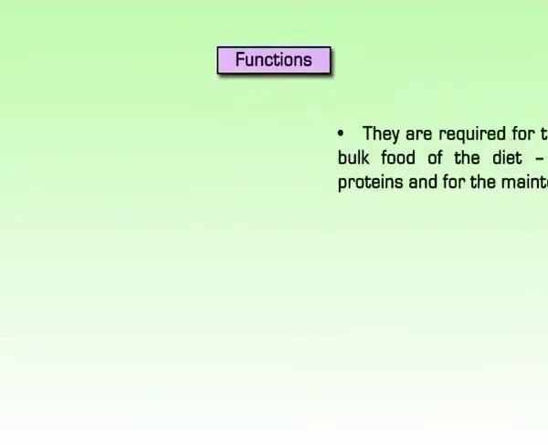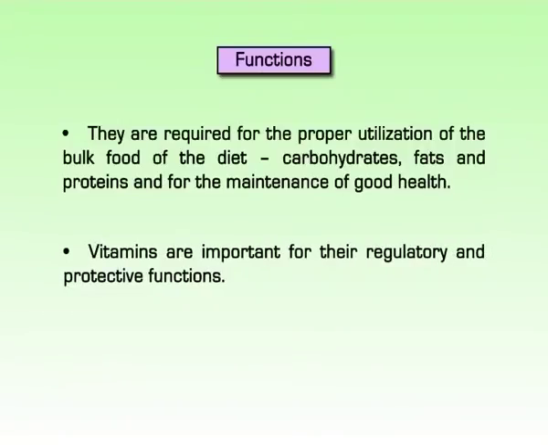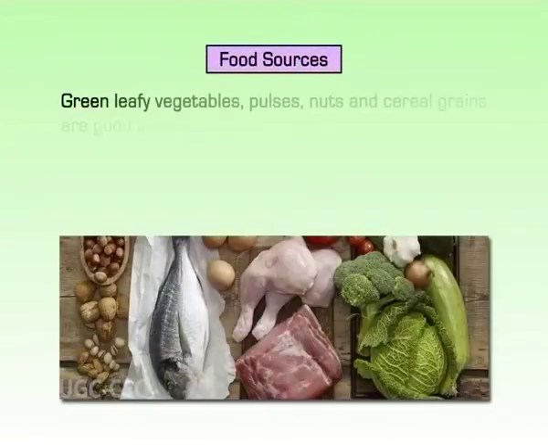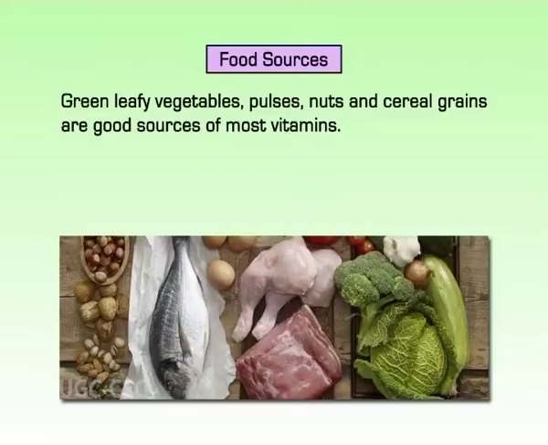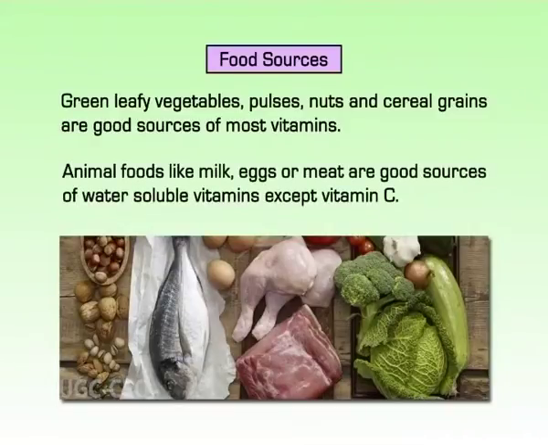foods. Functions of vitamins. They are required for the proper utilization of the bulk food of the diet, carbohydrates, fats, and proteins, and for the maintenance of good health. Vitamins are important for their regulatory and protective functions. Now, food sources. Green leafy vegetables, pulses, nuts, and cereal grains are good sources of most vitamins. Animal foods like milk, eggs, or meat are good sources of water-soluble vitamins except vitamin C.